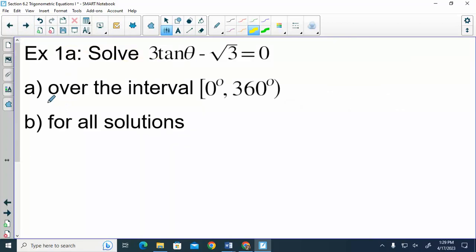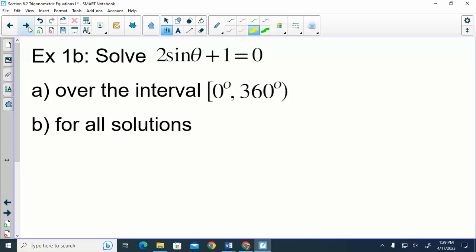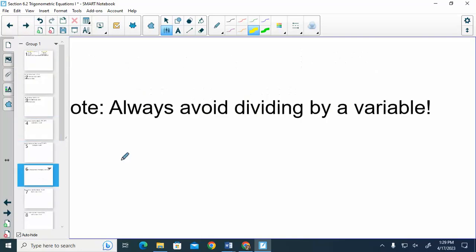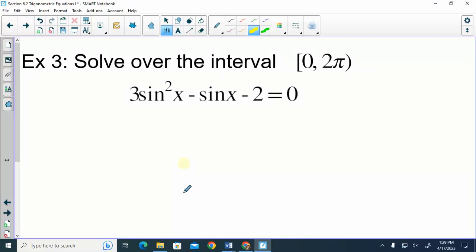So let's take a look at our first problem. I want to solve 3 tangent theta. You already started this. Oh, we did start this one, right? I did 2 examples with you guys. We did this one and this one. Did I do this problem? Okay, good. Let's go to this problem.